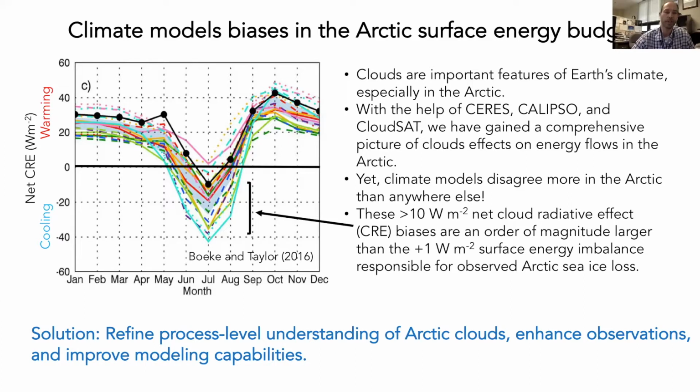But if you look at what the climate models show, which are all the other colored lines on this plot, you see the models are very much different from the black solid line, which is from our CERES data product, the net cloud radiative effect at the surface. So the solution to resolve these large discrepancies is to provide a better understanding of the processes that are influencing these clouds.